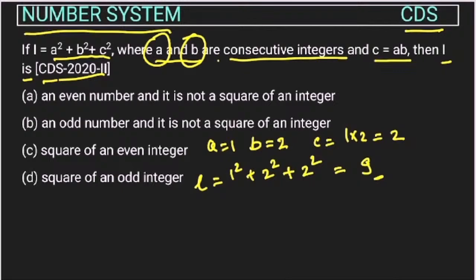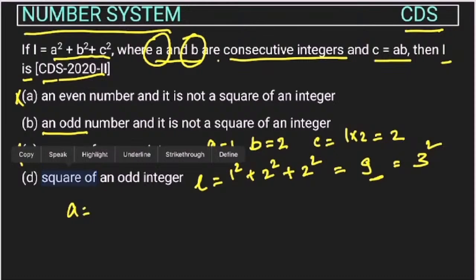Here we have to see which option gets eliminated. The first option is an even number. L is not an even number, we got an odd number, so the first option is not possible. Now, an odd number and it is not a square of an integer. This is a square, the square of an even integer? This is 3 square, so it is not the square of an even number. It is the square of an odd integer. Now L is an odd number and it is a square also, but we cannot take this yet, because we have checked only one value of a. Now let's take another value.